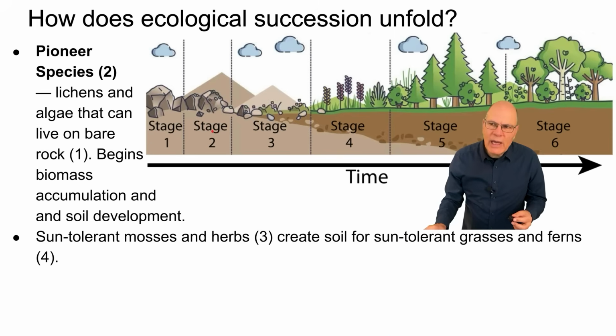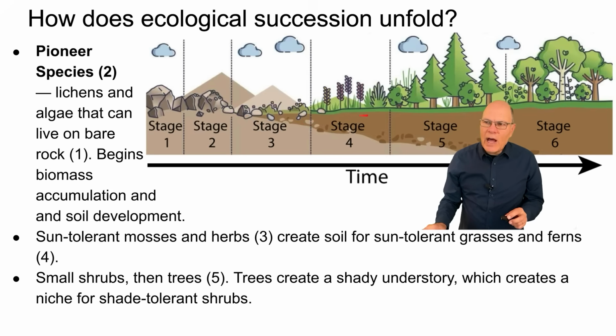After we have those pioneer species, we have sun-tolerant mosses and herbs. They're shown over here in stage 3, and they create soil. You can see the soil starting to develop over here. That sets the stage for sun-tolerant grasses and ferns that are over here at stage 4. That's followed by the introduction of small shrubs and then trees over here at stage 5.